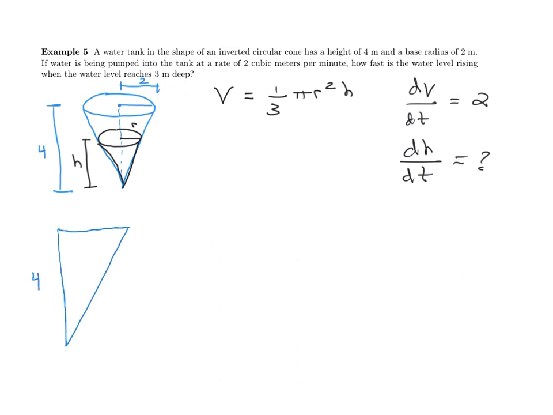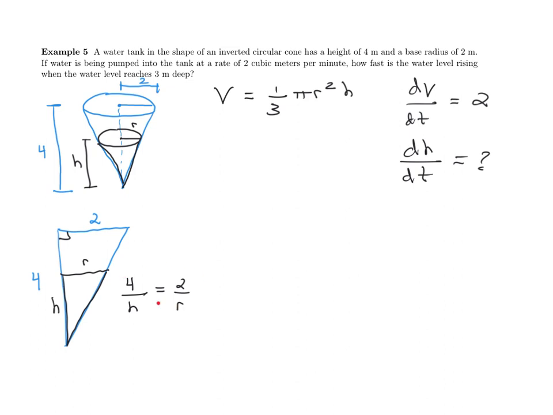I know it has a 4 and a 2 for the length of this side and this side. Now, on this inner triangle here, which I'll draw like this, is H and R. And these are similar triangles. This triangle is similar to this one. And what that means is 4 is to H as 2 is to R. And I can set that up in a fraction like this. 4 over H is equal to 2 over R.